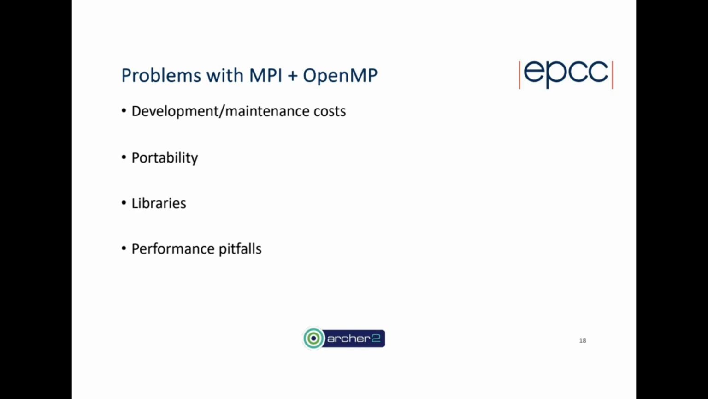Okay, so let's then think, okay, so that all sounds great. There's various problems with MPI codes I can potentially solve using MPI and OpenMP together. What are the problems? So have a look at some of these: development and maintenance costs, portability, issues with libraries, and then what can go wrong with performance.